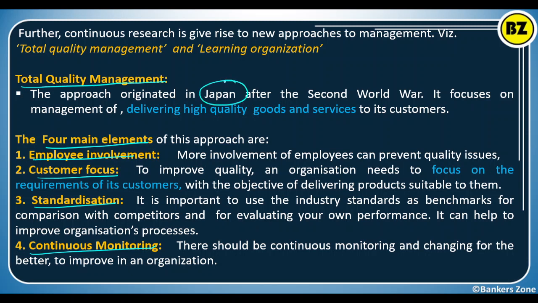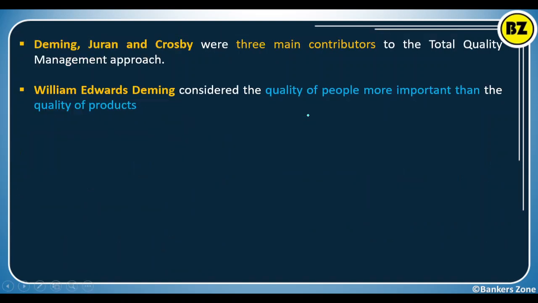This originated in Japan, and the thought is only to deliver a high quality product to the customers. Now see the names of the three main scientists or psychologists: Deming, Juran and Crosby. Deming, Juran and Crosby were the three main contributors to the total quality management approach. They will ask you which of the following is not a contributor to total quality management. So remember the names Deming, Juran and Crosby.